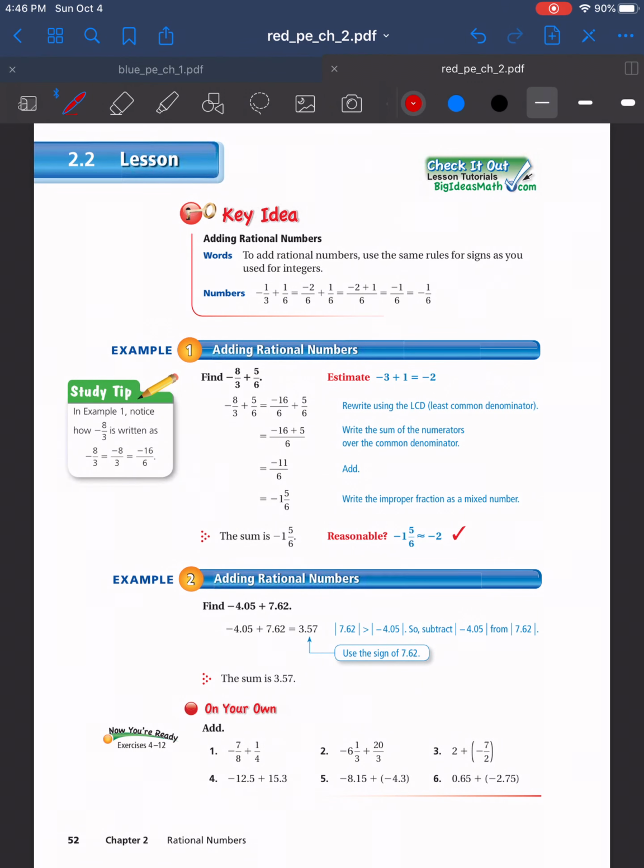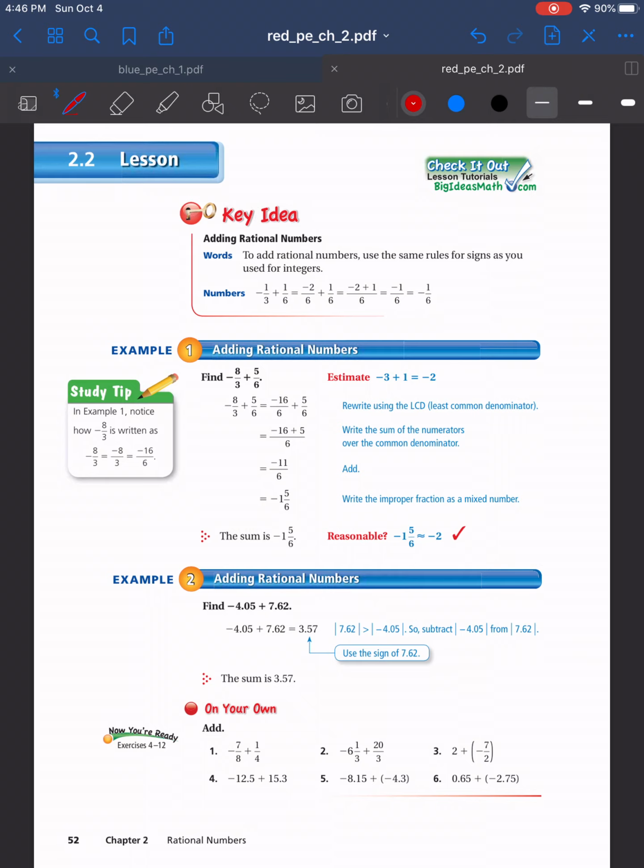Hi, 7th grade. Alright, so we are going to do lesson 2.2. That's on page 52. And we are going to go through some of this. Now, some of this is review for you because you remember how to add and subtract fractions. When you add and subtract, you have to have common denominators.